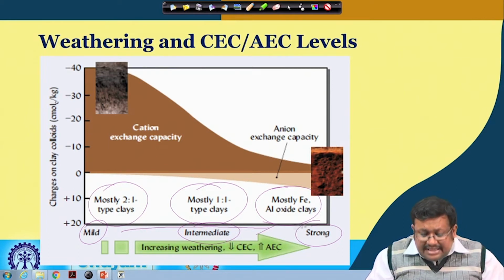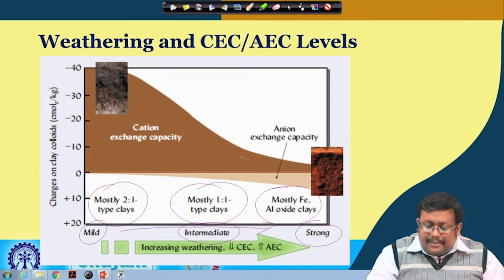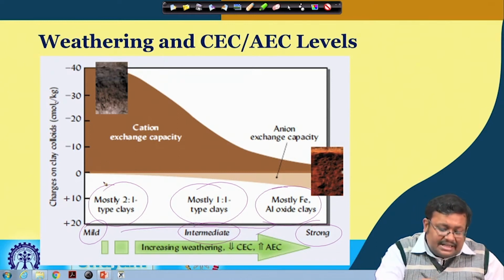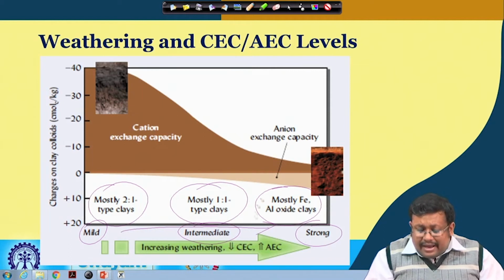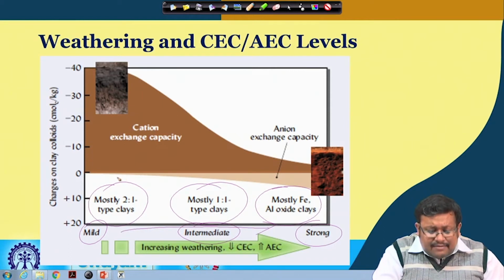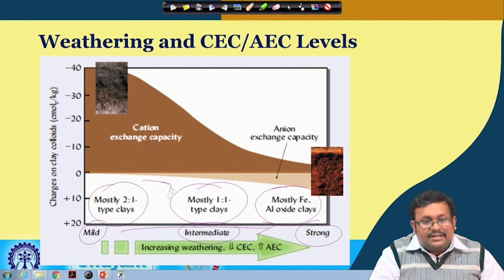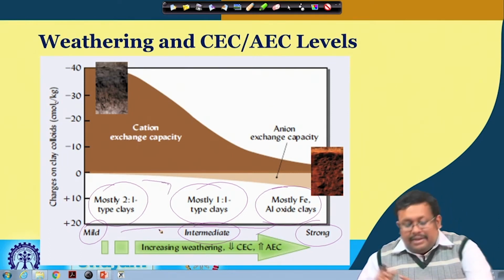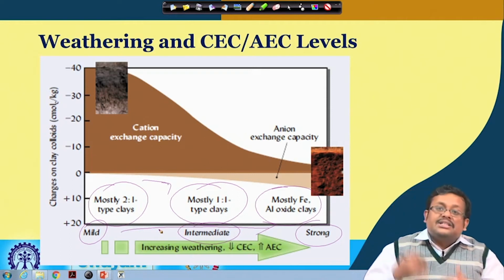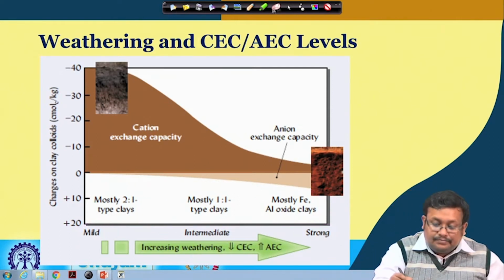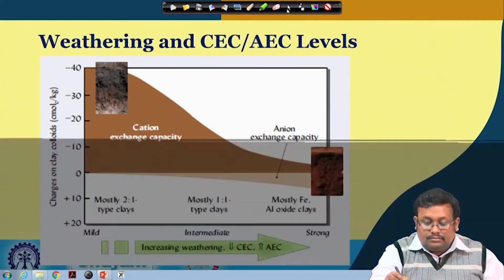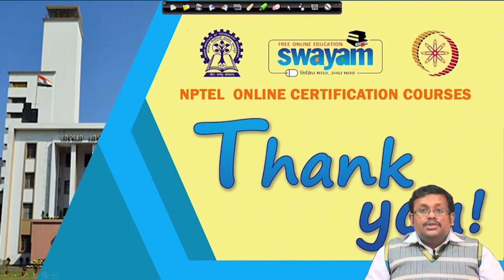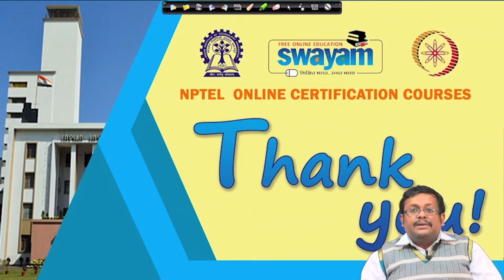As we are increasing the weathering, obviously the cation exchange capacity will decrease. You will see the most cation exchange capacity in 2:1 type of soil, which will further reduce in 1:1 type of soil, and it will reduce to almost 0 in the case of iron aluminum oxides. For anion exchange capacity, we will see the reverse trend. As we go from mild to intermediate to strong weathering condition, the anion exchange capacity will further increase. Okay. So, we have completed this cation exchange capacity topic.